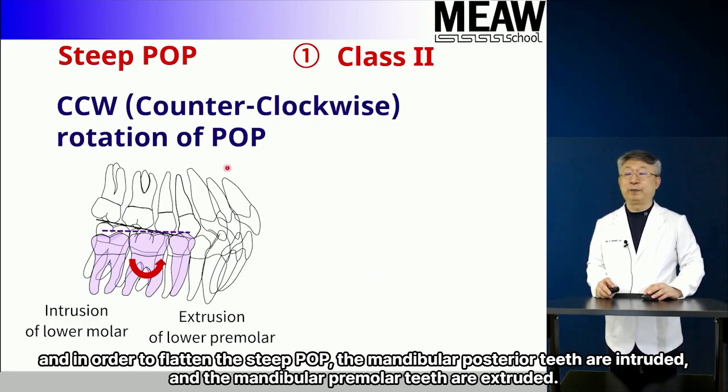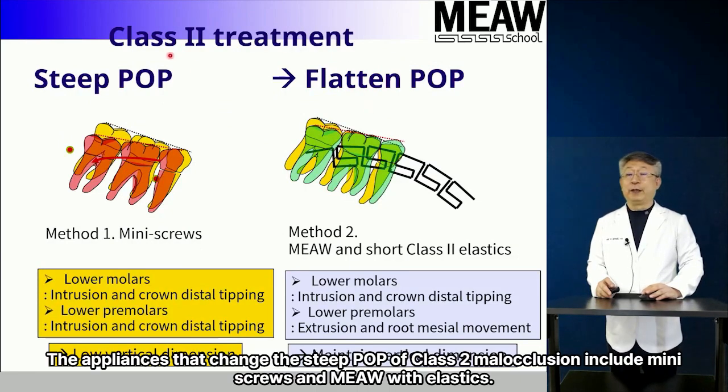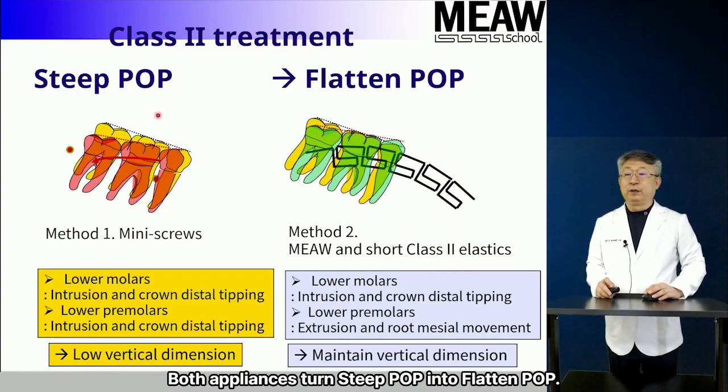And in order to flatten the steep POP, the mandibular posterior teeth are intruded, and the mandibular premolar teeth are extruded. The appliances that change the steep POP of class 2 malocclusion include mini screws and MEAW with elastics. Both appliances turn steep POP into flattened POP.